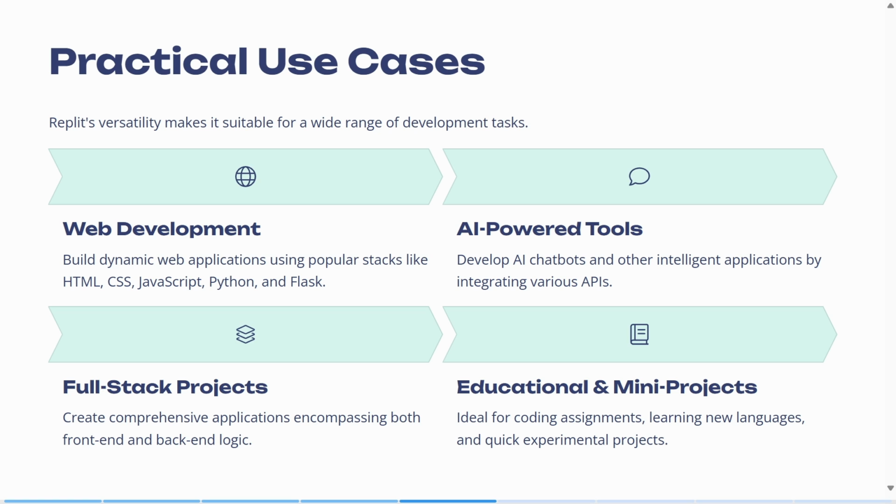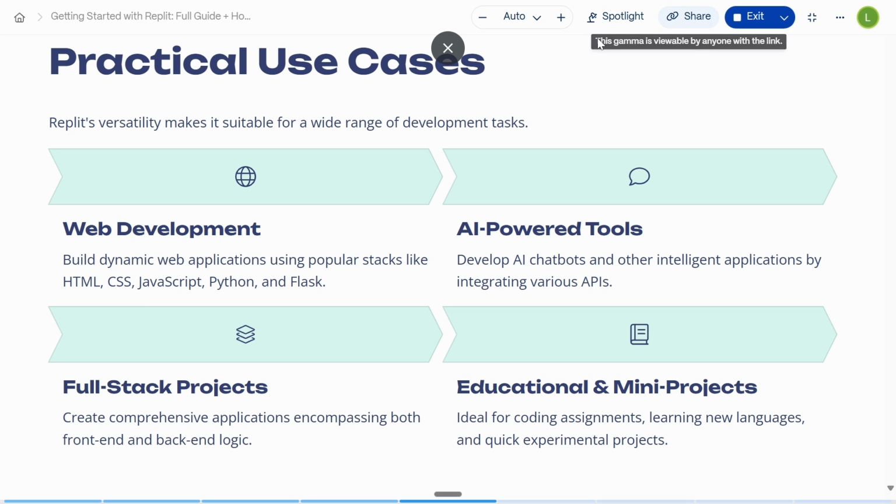Now let's talk about what you can build on Replit. Web apps using HTML, CSS, JavaScript, and Python. AI tools like chatbots or smart apps using APIs. Full stack apps, front end and back end together. Mini projects, good for learning or quick tests. So whether you are learning or building real apps, Replit can handle it. Now let's move to the hands-on.